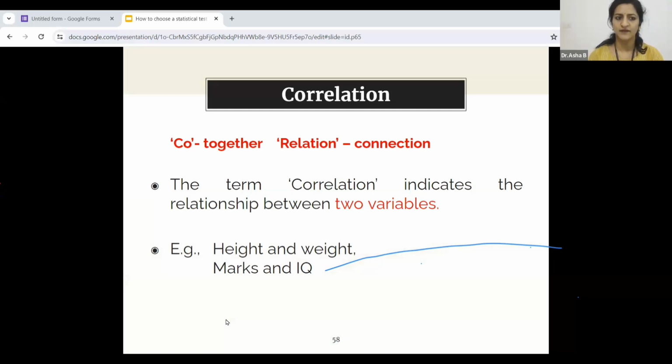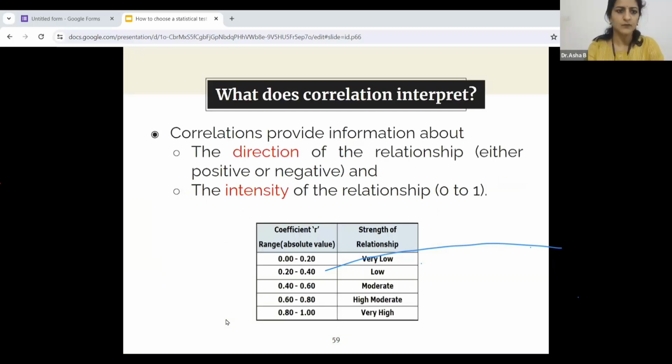Correlation: co- means together, relation is connection. Whenever we want to see the relation between two variables, we go for the correlation test. Correlation tells us how changes in one variable have an effect on another variable. For example, height and weight. If height is increased or decreased, what is the effect on the weight? So when we want to compare two variables, we go for the correlation test.